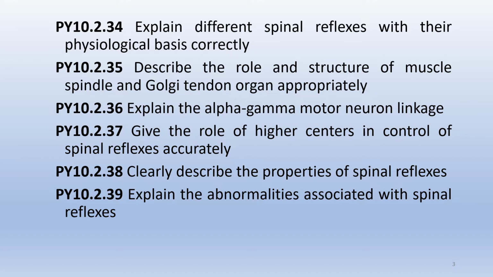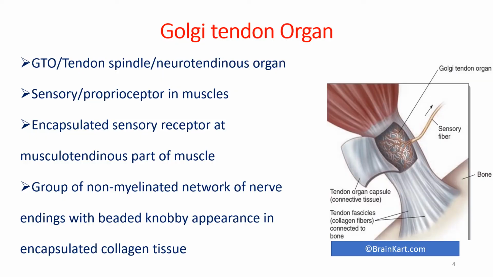Alpha gamma motor linkage, neuronal linkage we have already studied, and the role of higher centers in control of spinal reflexes we'll be studying along with this presentation, then in subsequent presentations. And we'll also be studying the properties of spinal reflexes and abnormalities. Some of the abnormalities we have already studied in the previous presentations, and we'll be studying others subsequently in other presentations.